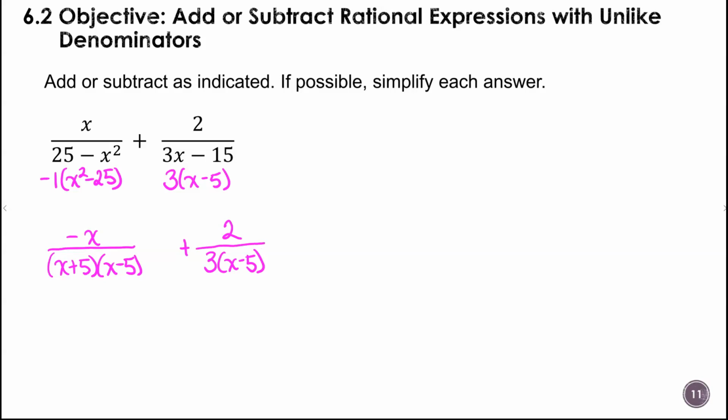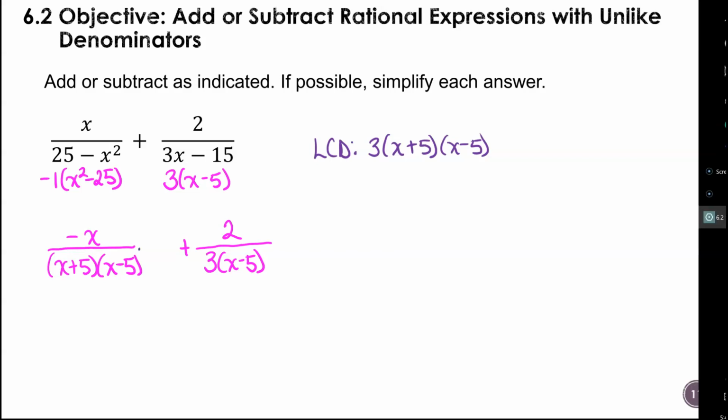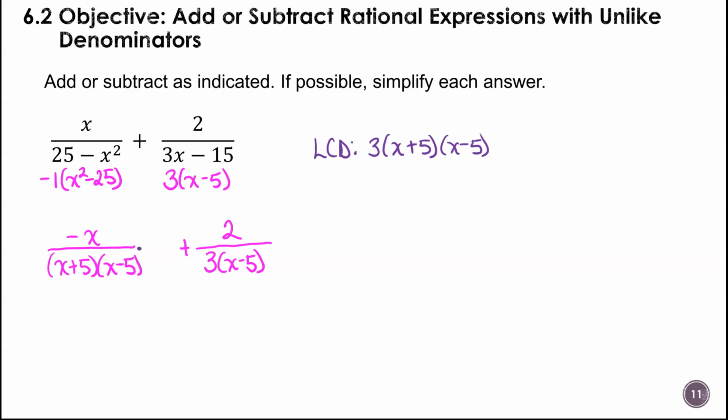So my LCD this time will be the x plus 5, x minus 5, and the 3. Right? So LCD is 3 times x plus 5 times x minus 5. And remember, the two binomials don't have to be in that order. So I multiply by the missing factor on the first one. That's going to be a 3, right? Because that's the only part that's missing. And then on the second one, it will be x plus 5.